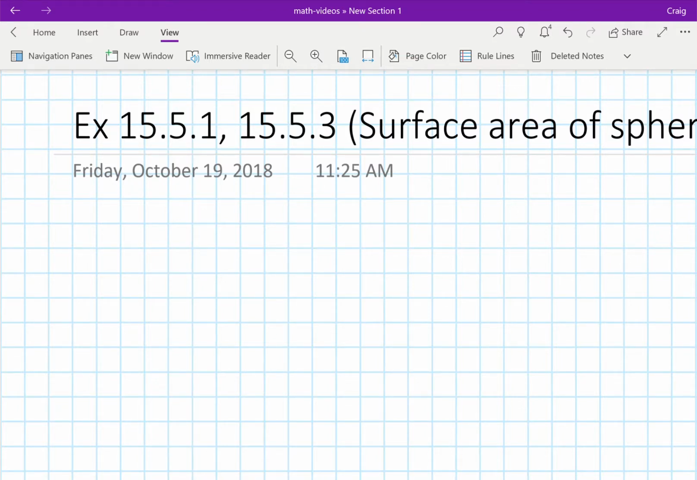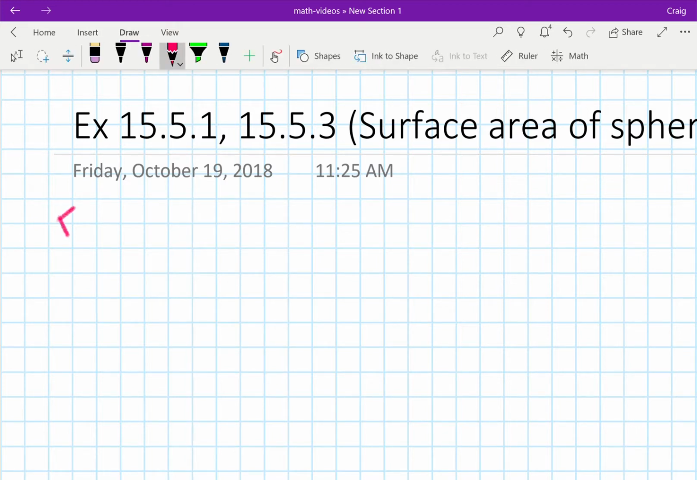This video lecture note is for Greenberg examples 15.5.1 and 15.5.3, which are computing the surface area of a sphere. 15.5.1 is using spherical polar coordinates, and 15.5.3 is using the naive parameterization of the surface in terms of writing the height as a function of x and y. So briefly, if we recall the polar description of the sphere, this is 15.5.1.